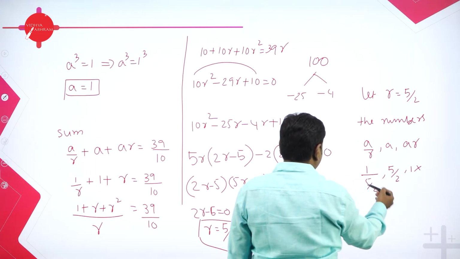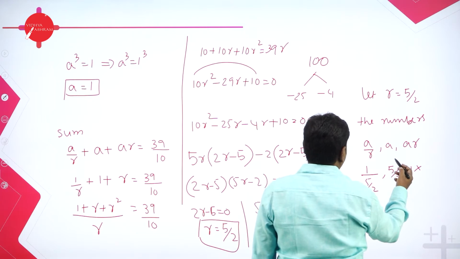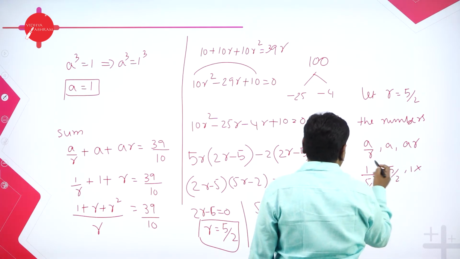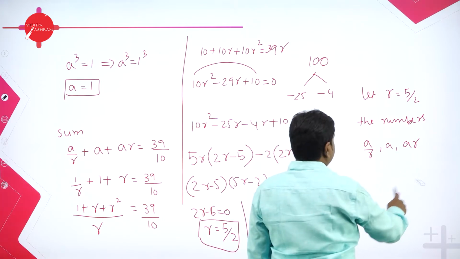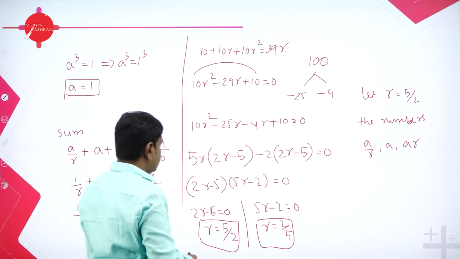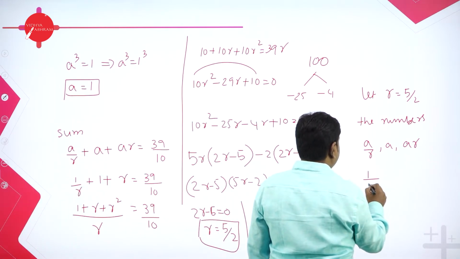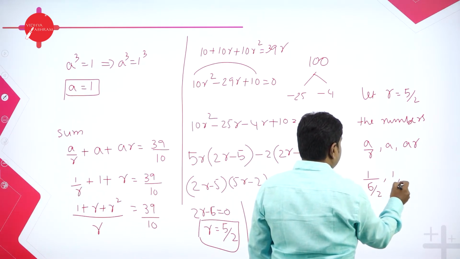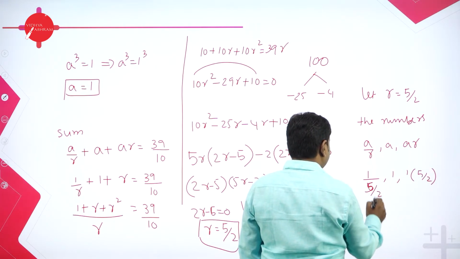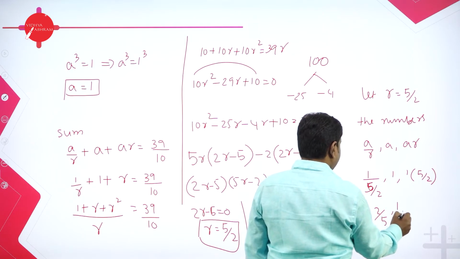A by R, 1 by 5 by 2. Then A by R, AAR. What is the A value? A is 1. So 1 by 5 by 2, then 1 into 5 by 2. That is, 1 by 5 by 2 becomes 2 by 5. 2 by 5, 1, 5 by 2.